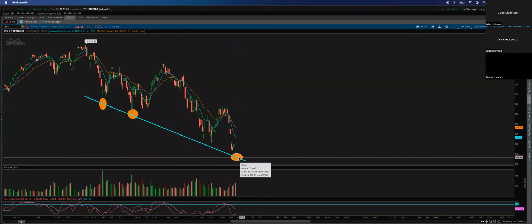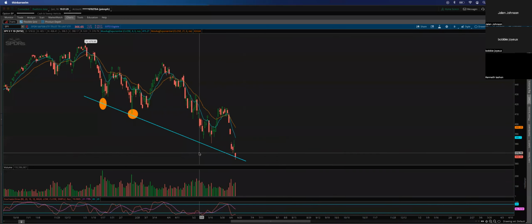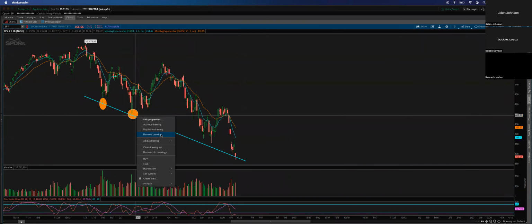So with trend lines, you're going to have to keep changing them and keep drawing them. But overall, guys, don't overcomplicate it, right? If price touches a trend line more than a couple of times, it's a valid trend line, right?